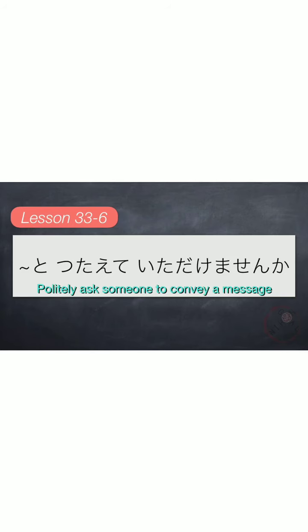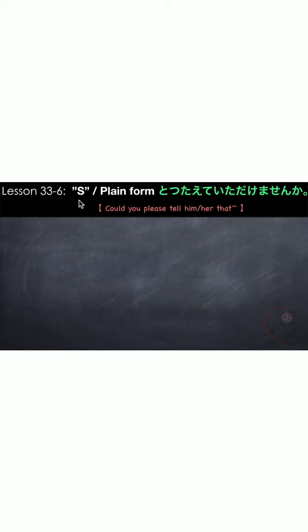Which is used to politely ask someone to convey a message. Again, we are going to either use the sentence as is or in plain form, followed by と, the particle と, 伝えて, which means to convey, to deliver, or to give a message. いただけませんか is polite form of ください. So, it means, could you please tell him or her that, nani nani?